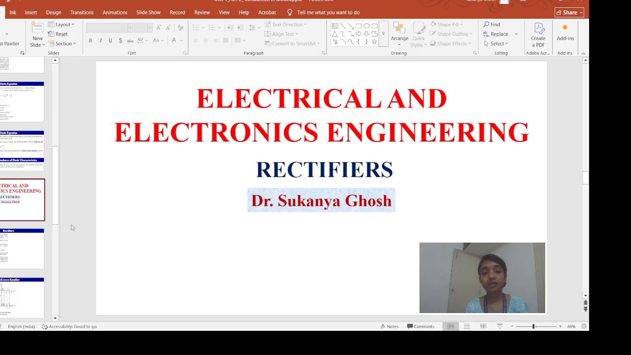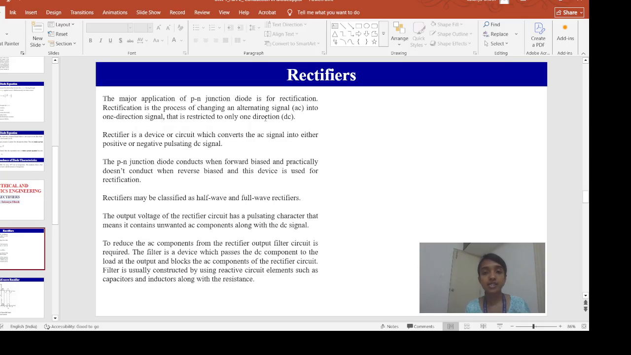So what is a rectifier? A rectifier is an application of your PN junction diode. Rectification is a process that converts the alternating signal, or AC, to a one-directional signal, or DC. That means it converts the AC signal to not fully DC but pulsating DC. So in the rectifier output we will get pulsating DC, which means some AC components will still be present in the output signal. We can eliminate them by using filters and voltage regulators.